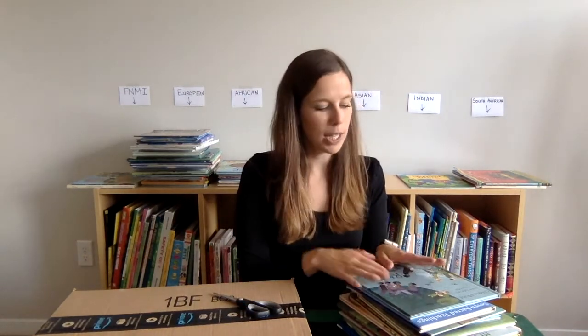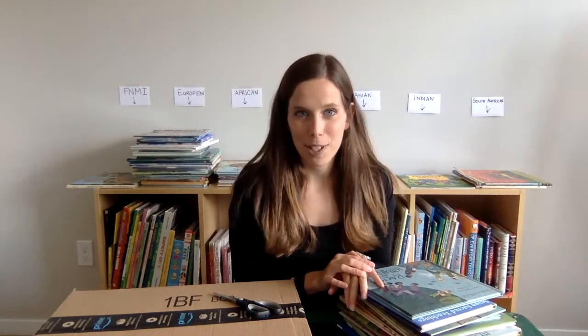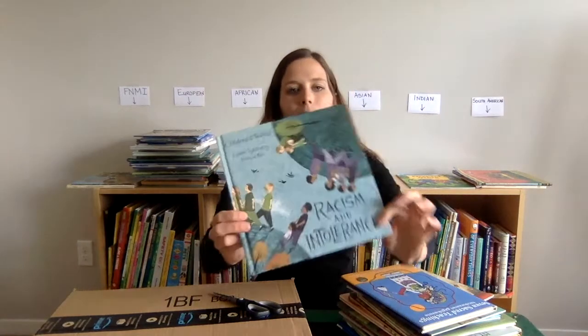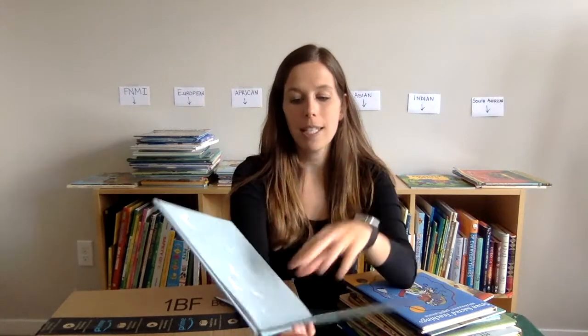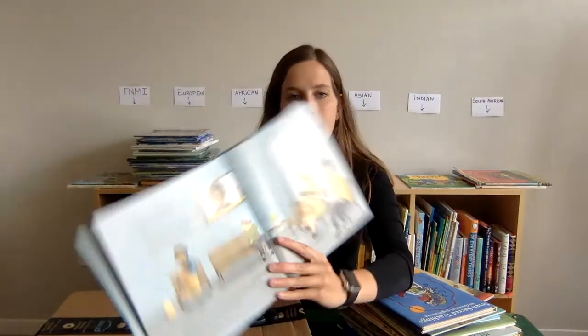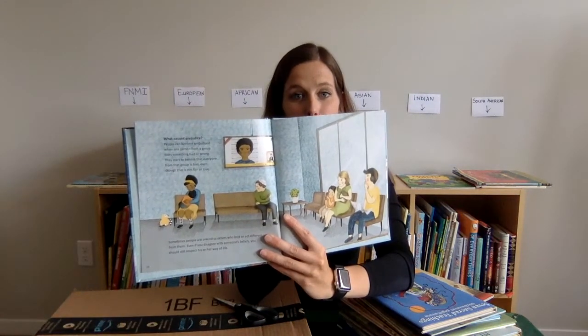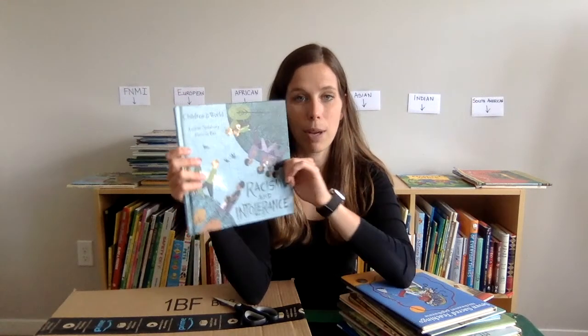So really quickly, I just want to go through some of the titles that I've purchased, and I'm going to add them to the correct pile to see if it ups my cultural diversity game. The first book that I have is called Racism and Intolerance. Basically this book teaches students what racism and intolerance means. And the pictures that they use in this book are quite profound. So I'm excited to include this book in my resources.